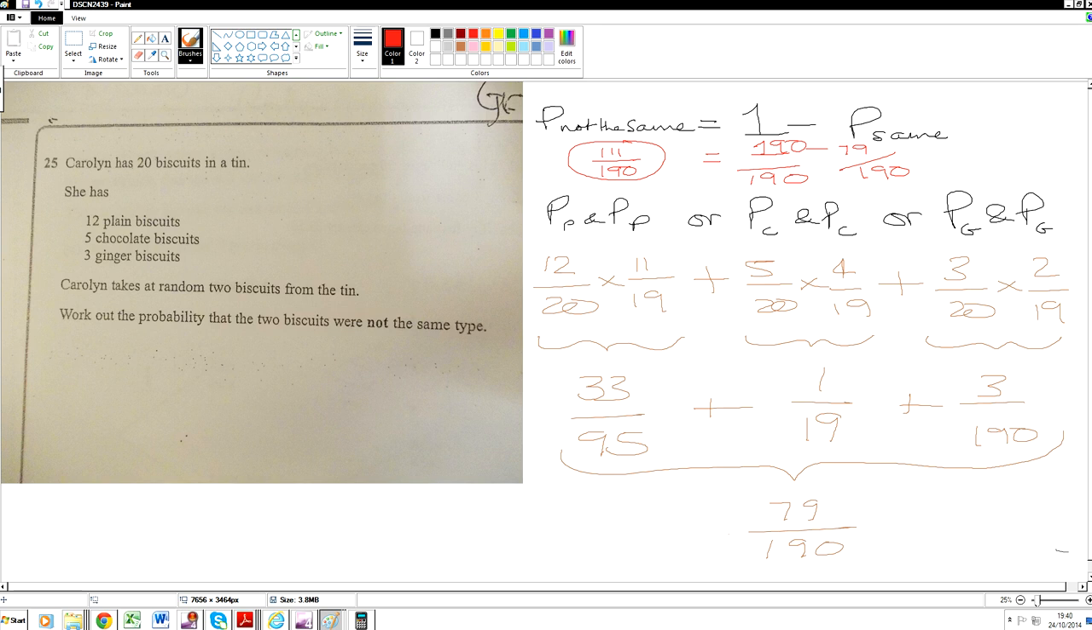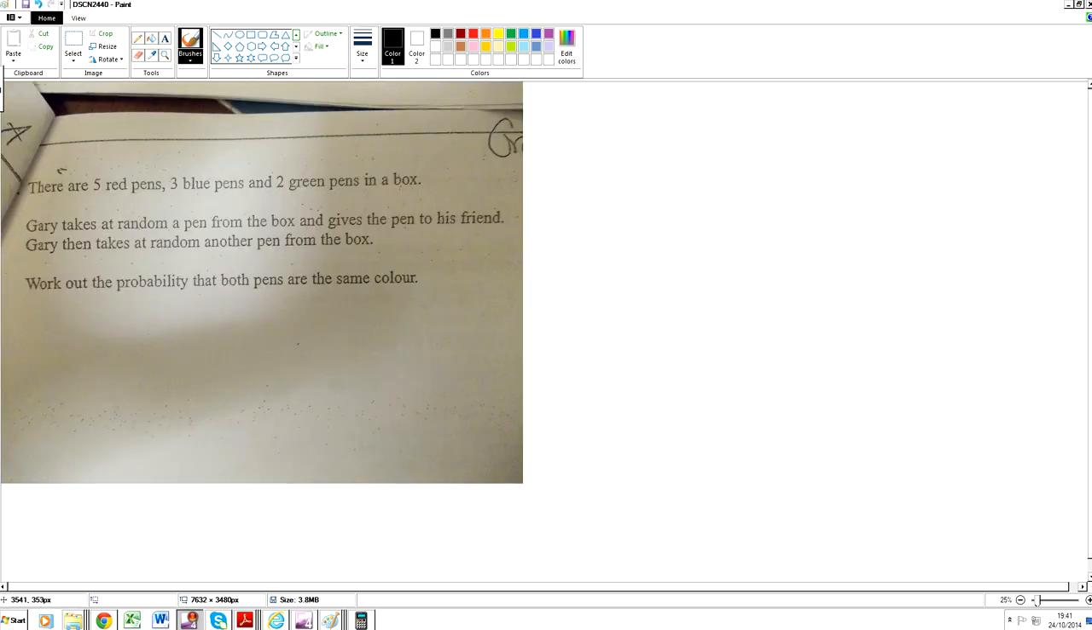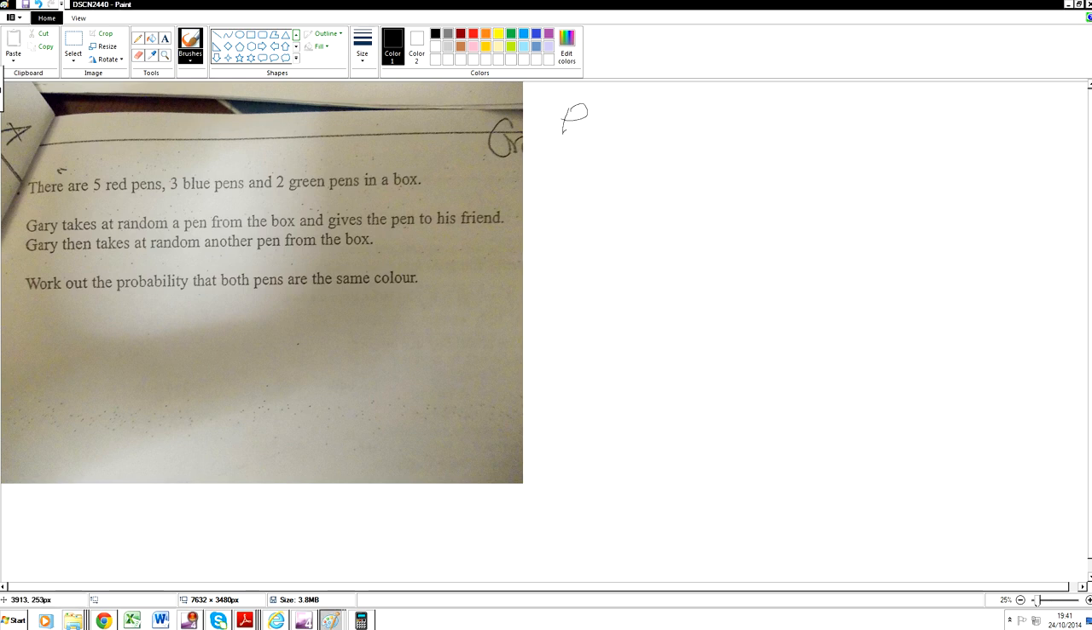Yeah. So we're going to work out in this one: 5 red pens, 3 blue pens, 2 green pens. 2 pens are taken at random. And then it takes another pen. Okay. So you're going to work out the probability of the same color, which is equal to what?